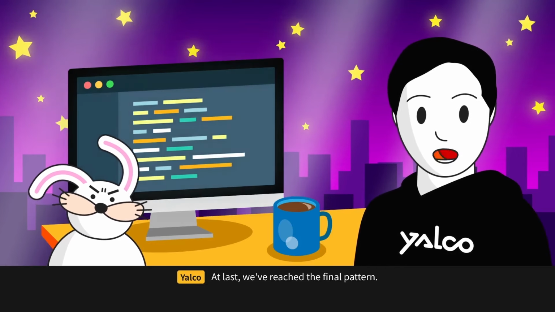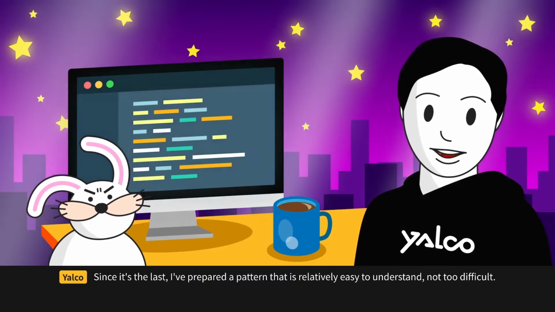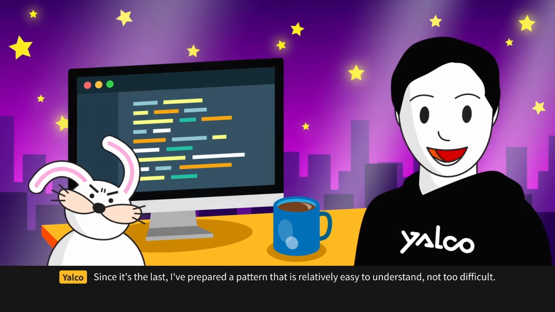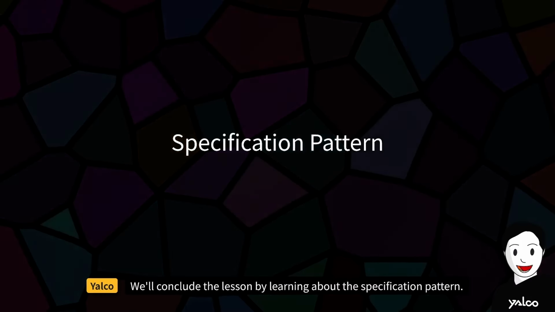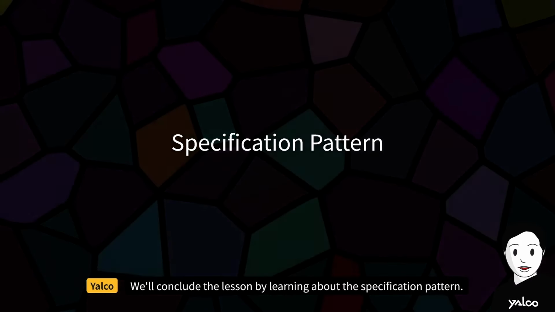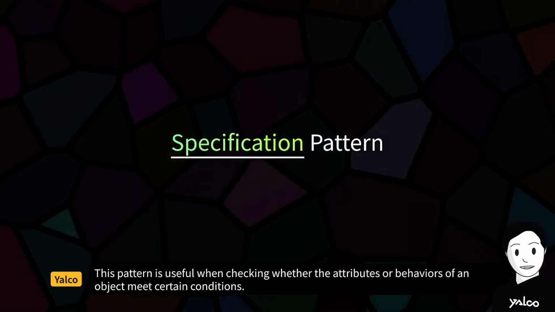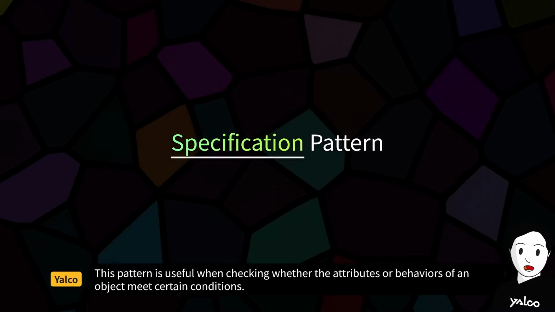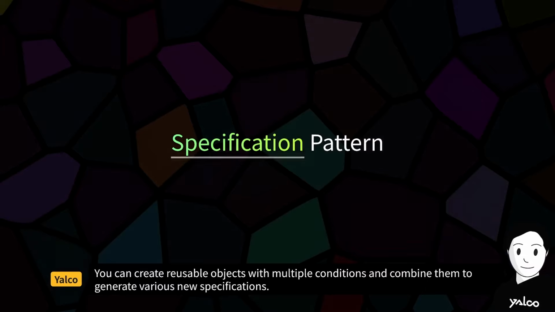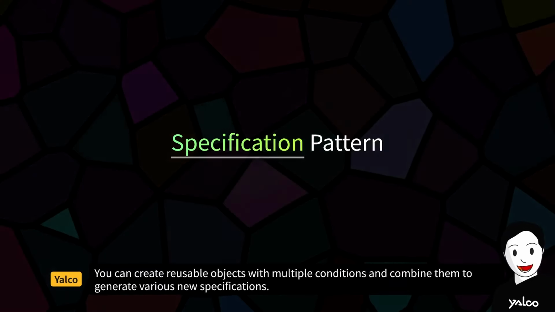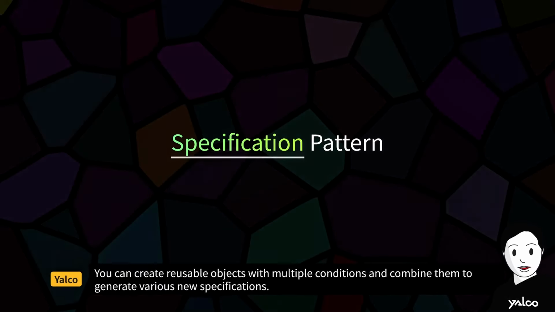At last, we've reached the final pattern. Since it's the last, I've prepared a pattern that is relatively easy to understand, not too difficult. We'll conclude the lesson by learning about the Specification Pattern. This pattern is useful when checking whether the attributes or behaviors of an object meet certain conditions. You can create reusable objects with multiple conditions and combine them to generate various new specifications.